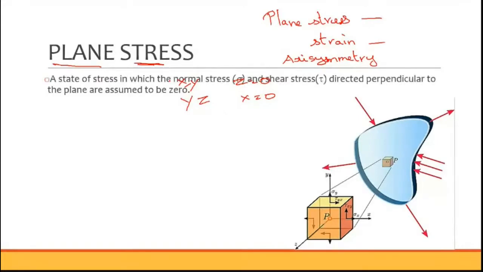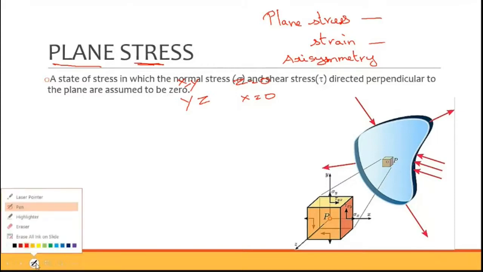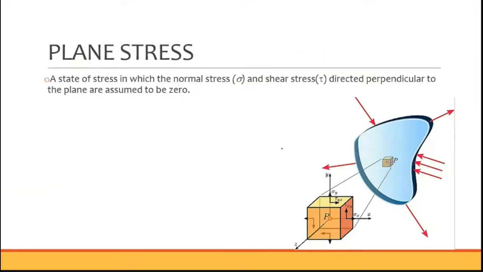A state of stress in which the normal stress and shear stress perpendicular to the plane is 0. You can see the statement here: a state of stress in which the normal stress and shear stress are directed perpendicular to the plane. When I say perpendicular, if I consider the xy plane, the perpendicular plane is the z plane. In that plane, your stress is 0. So that we call a plane stress problem.